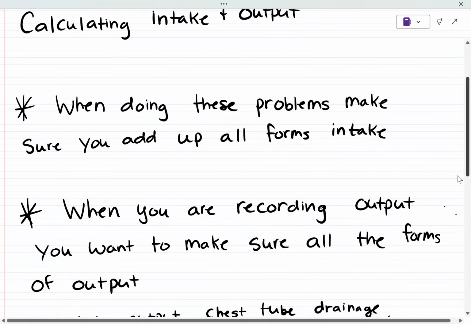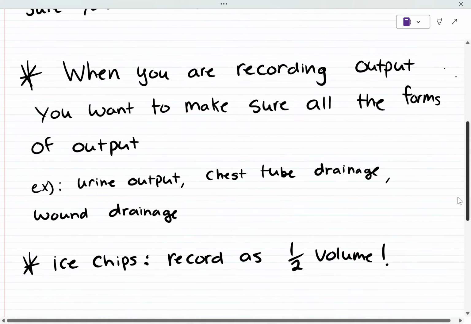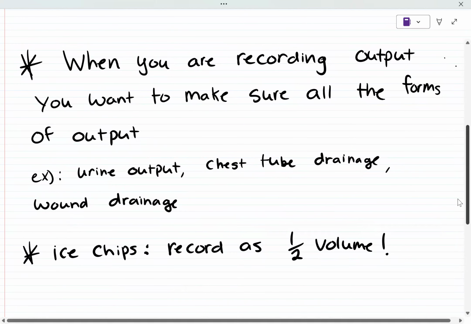One note is when doing these problems, make sure you add up all forms of intake. Go ahead and write that in your notes. Also, when you are recording output, you want to make sure you include all forms of output, for example urine output, chest tube drainage, and wound drainage. And also note, ice chips record as half a volume.